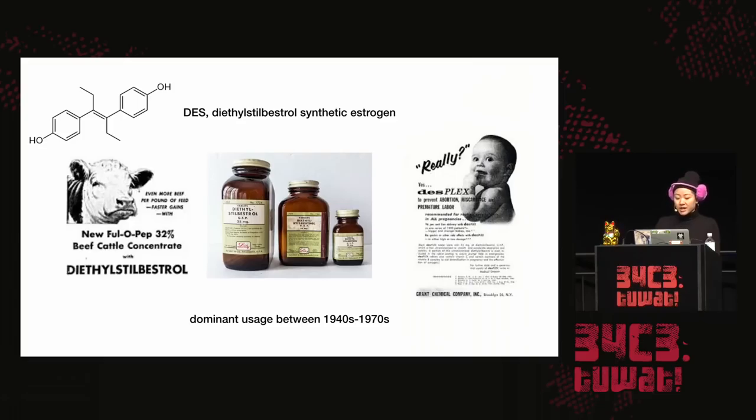Then they discovered diethylstilbestrol, or DES. It's a form of synthetic estrogen which actually came from the petrochemical industry, not the pharma industry. This was the dominant prescription for pregnant women to prevent miscarriage until they found a huge rise of cervical cancers in these women and also their daughters and their granddaughters.